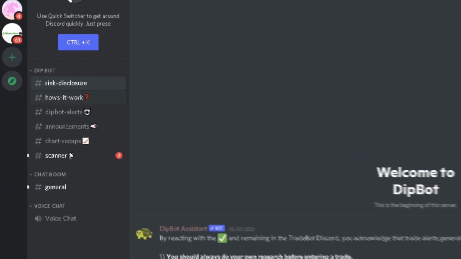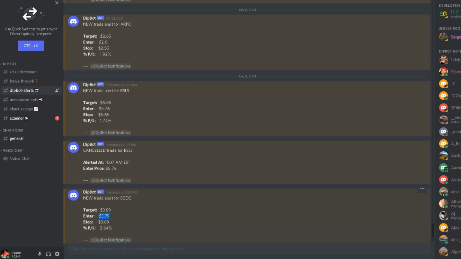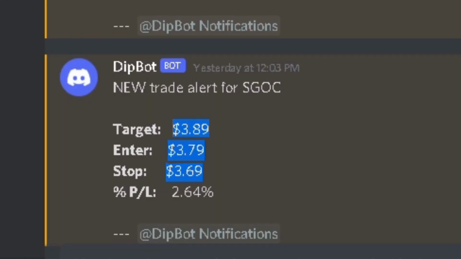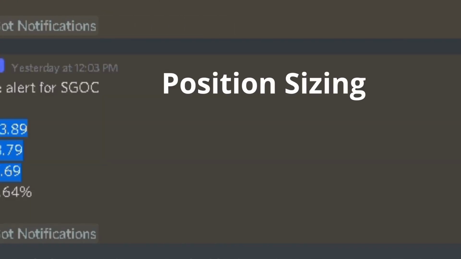And then in the DipBot alerts channel, it will show you the entry price, the target price, and the stop loss. All you're going to want to do is put your entry, exit, and stop loss exactly as it's shown in the Discord, and determine your position sizing. For position sizing, there are two ways that we recommend doing that.